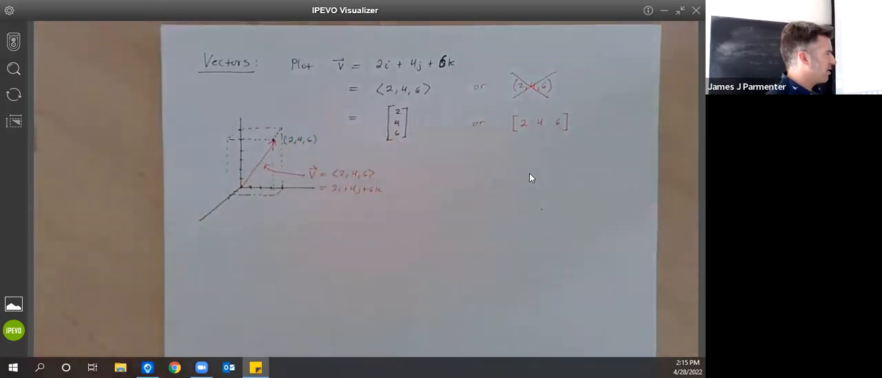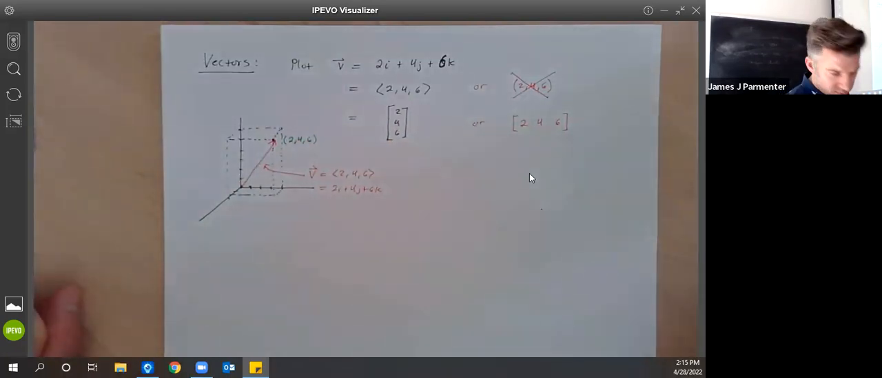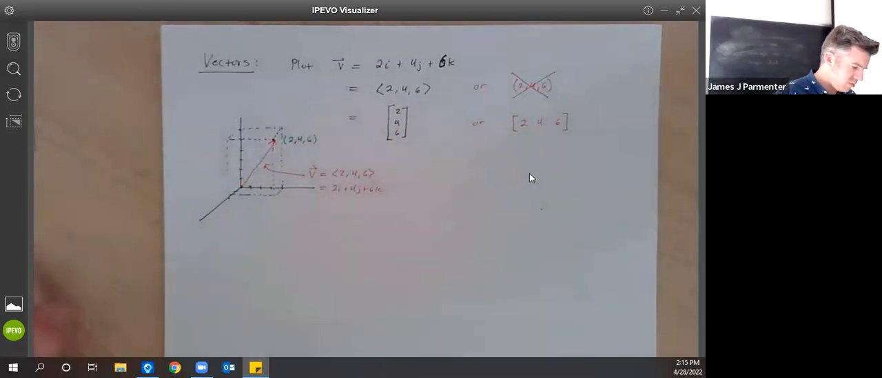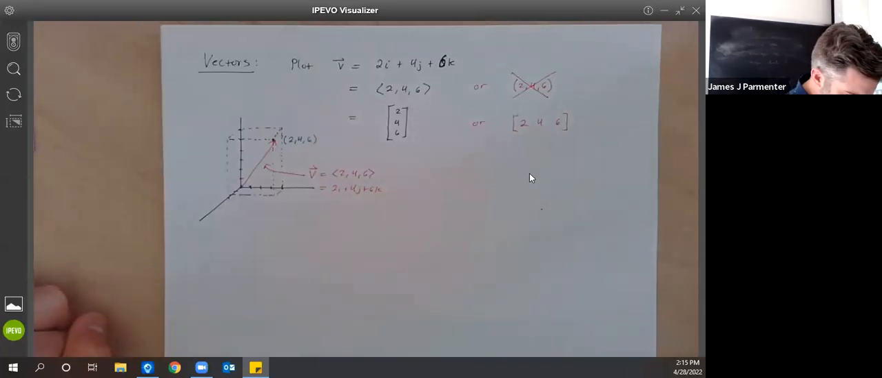Some people like to put little hats or arrows over the ijk. You really don't need that. I mean, it's fine to do it, but it's kind of unnecessary. What to say about this vector? Many things.